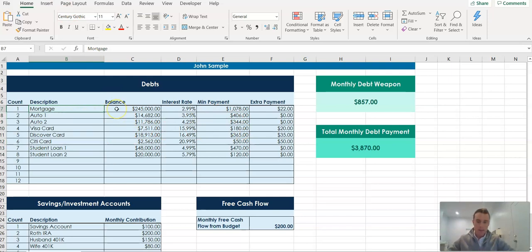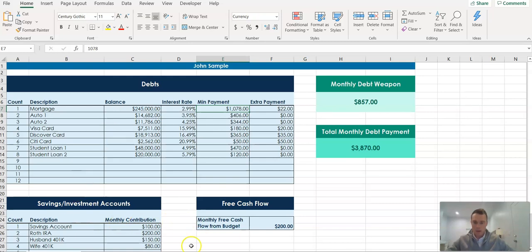Starting right at the top with the mortgage, in this example, they've got a remaining balance of $245,000, an interest rate of 2.99%, and a minimum payment of $1,078. With the mortgage, it's very important that you do this correctly. The minimum payment should only be the principal and interest portion of your payment. So in this case, that's $1,078 per month.